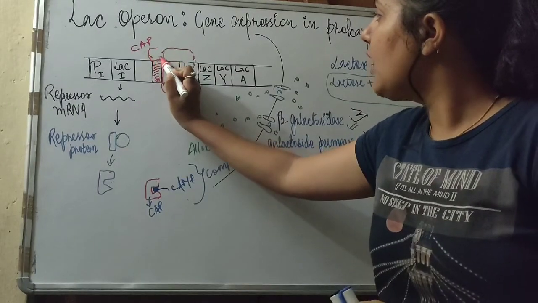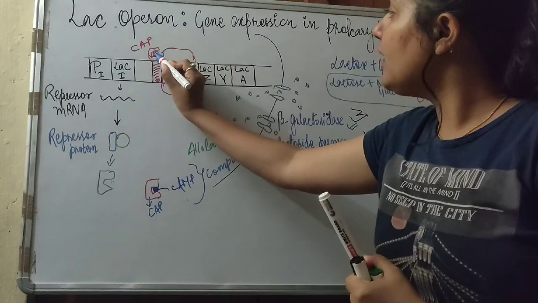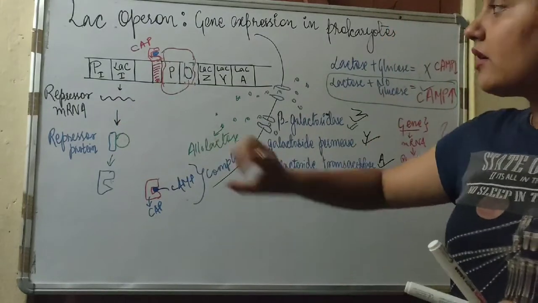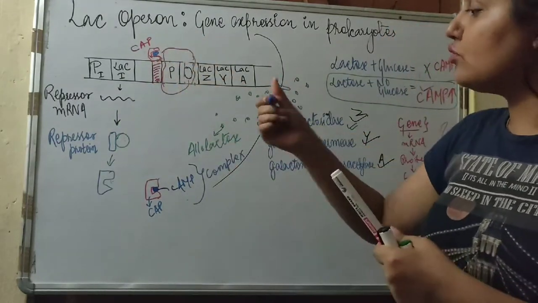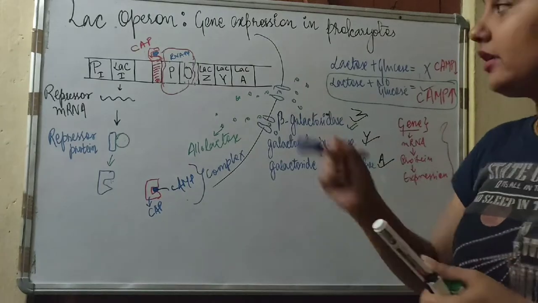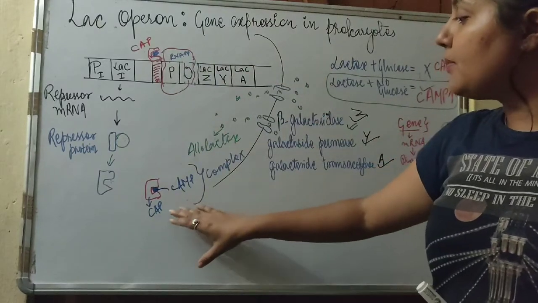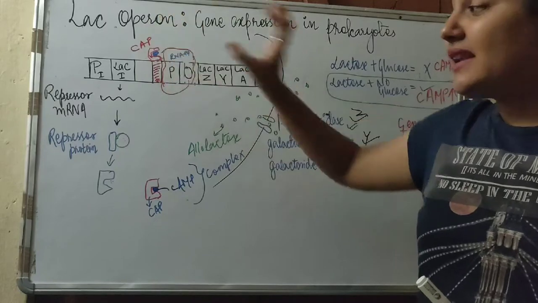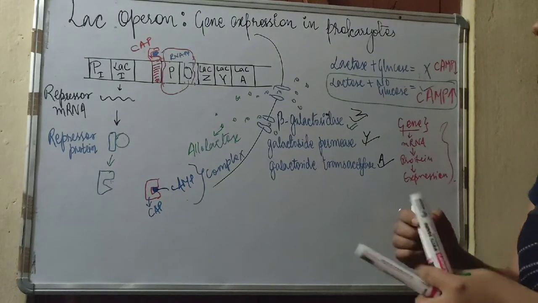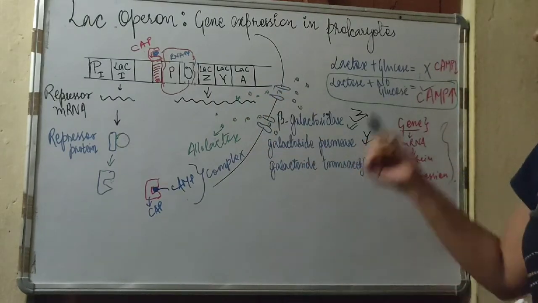This complex will bind to the CAP binding site, and allolactose will bind to the repressor. The RNA polymerase, which is only one RNA polymerase because this is for bacteria, will bind to the promoter, and the cyclic AMP plus CAP complex will bind to the CAP binding site. Now finally, transcription of the mRNA from this gene will begin.